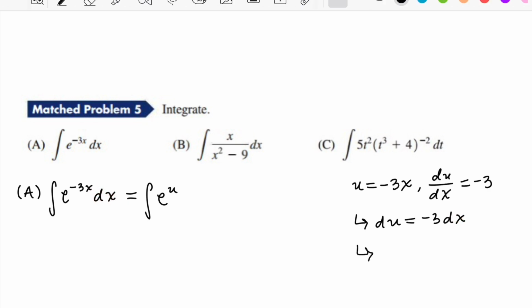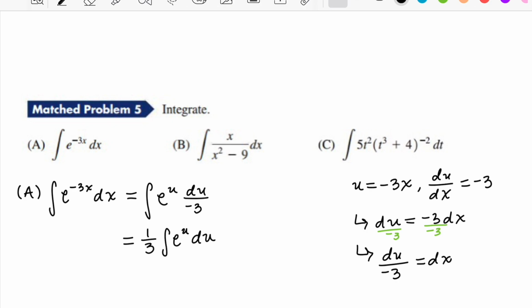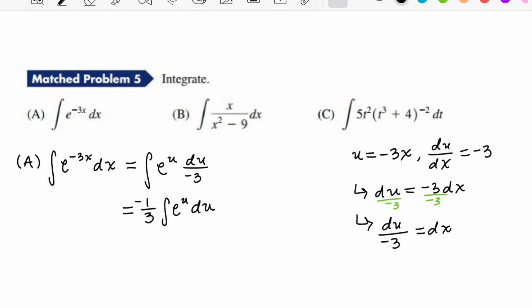So what we can do is solve for dx. We'll divide by negative 3 on both sides. So what we get is du over minus 3 is equal to dx. So we'll rewrite this by plugging in du over minus 3 for dx here. And remember, we can pull a constant outside of our integral, and this constant is minus 1 over 3. So we end up with this here.